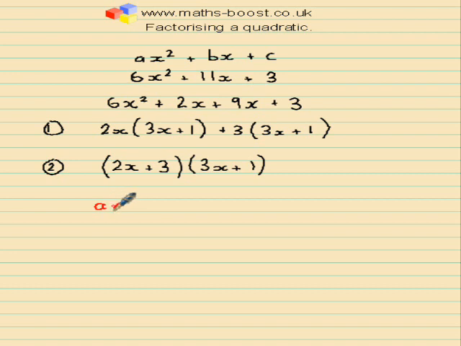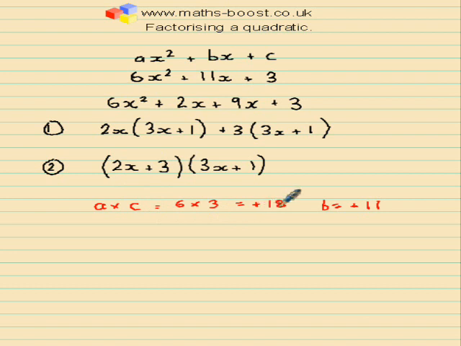First of all, I work out a times c by looking at the original expression. So that will be 6 times 3 equals plus 18. I'm just emphasising that it's plus 18 because it was a plus 6 times a plus 3. And I also take note of b, the number in front of the x term, and again I'm taking careful note of this number. It's plus 11.